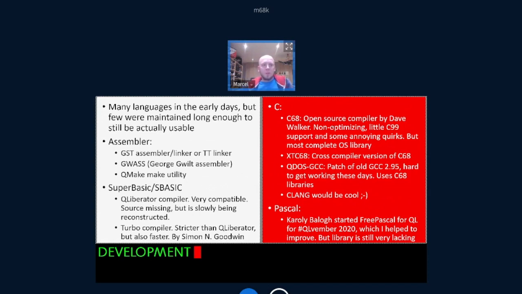A very recent development is Free Pascal has been ported to the QL, more or less as a joke for the QLvember 2020 last year, which was the November month for the QL. I helped improve it a bit, but as the libraries are still very, very basic, you can't really do much about it at the moment. But at least one person is working on it. So let's see if it ever gets self-hosted. That would be a pretty cool step.